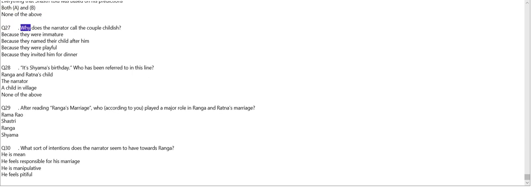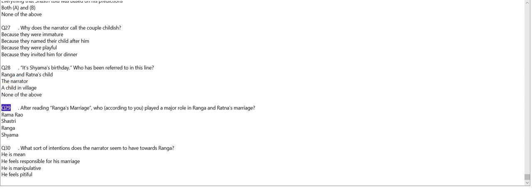Q27. Why does the narrator call the couple childish? Because they were immature. Because they named their child after him. Because they were playful. Because they invited him for dinner. Q28. It's Shyama's birthday. Who has been referred to in this line? Ranga and Ratna's child. The narrator. A child in village. None of the above.